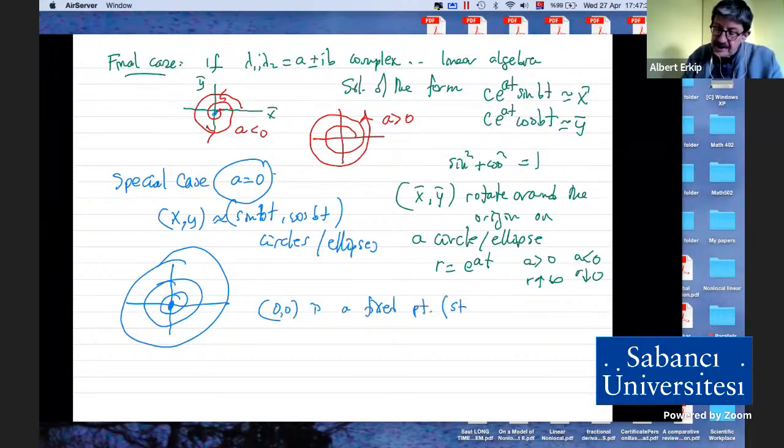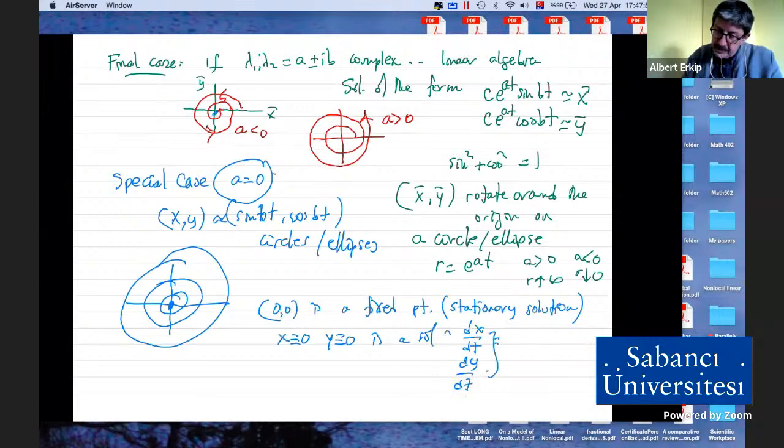So this is called a stable stationary solution, because x is 0, y is 0 is a solution, because dx/dt, dy/dt equals this matrix A times 0, 0, and everything is 0. So the right-hand side is 0, 0. So both are 0. Now, it's a fixed point.